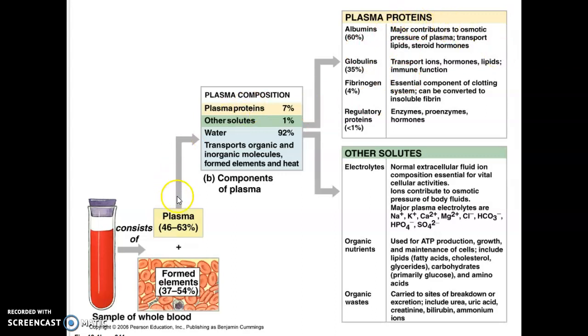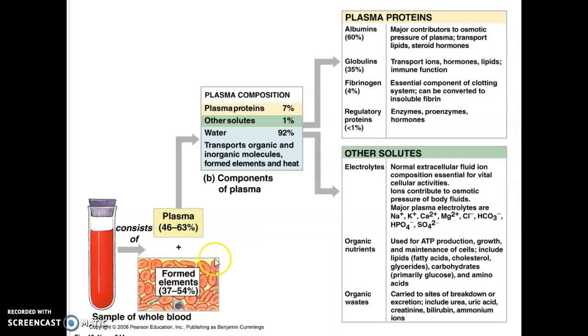Okay, now, back to this. So first of all, notice we do have a percentage scale here. So obviously, if you understand that all of blood would be 100%, then if 46% of blood happens to be plasma, then that means 54% of it would have to be the formed elements. If 63% of the blood is plasma, then 37% of the blood would be formed elements.